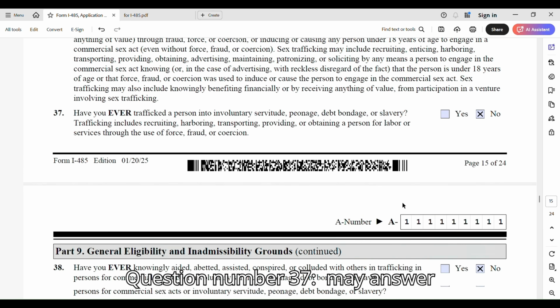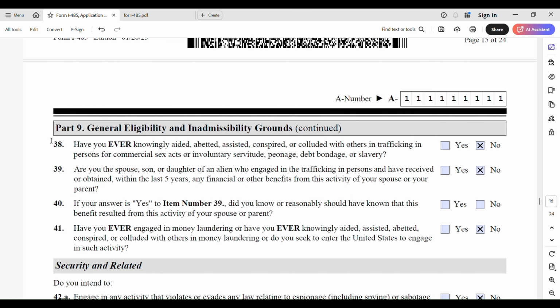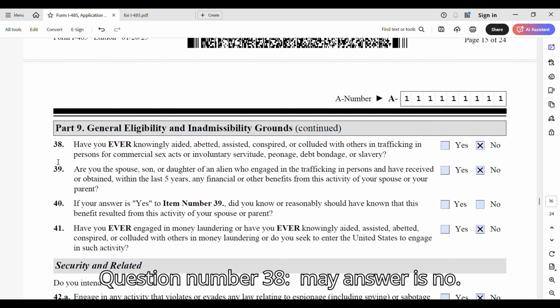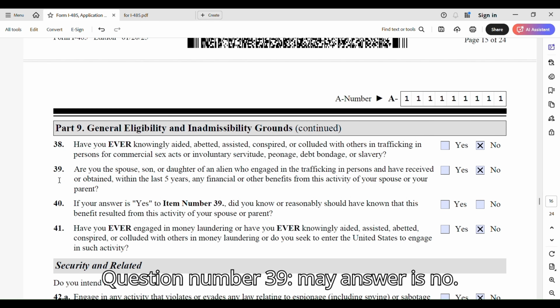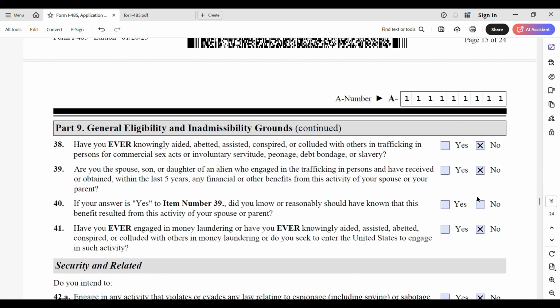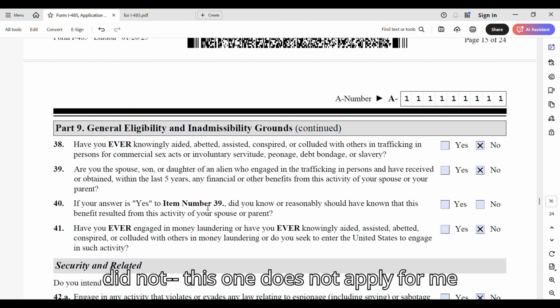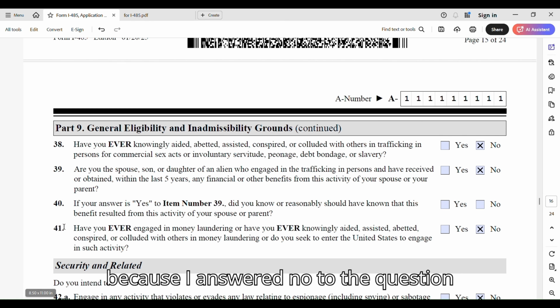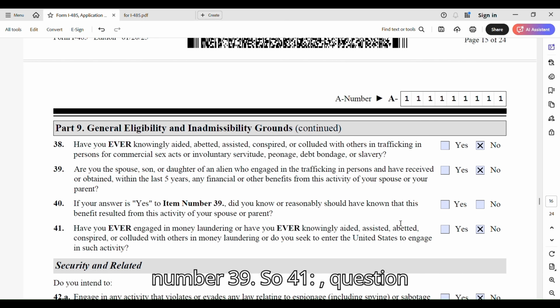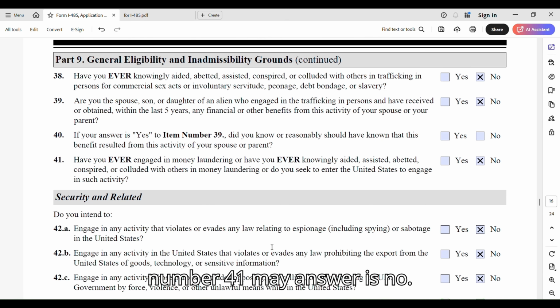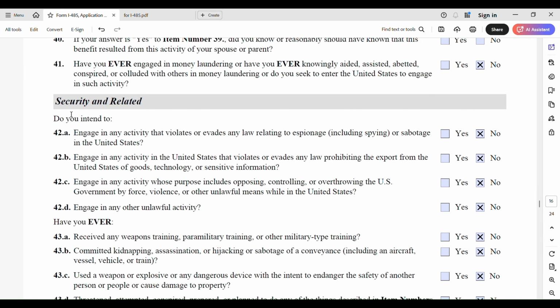Question number 37, my answer is no. Question number 38, my answer is no. Question number 39, my answer is no. Question number 40, my answer is I did not. This one does not apply for me because I answered no to question number 39. So question number 41, my answer is no.